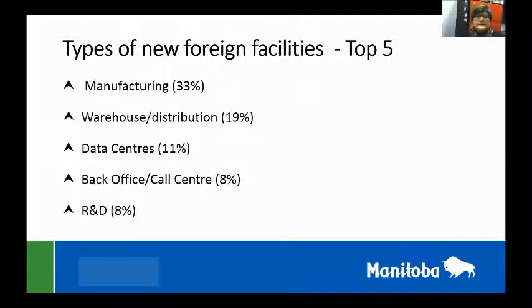And what is that greenfield development? Primarily it's manufacturing. 33% of new foreign facilities are within the manufacturing sector. 19% within warehouse and distribution, 11% within data centers, 8% call centers, and research and development is 8%.